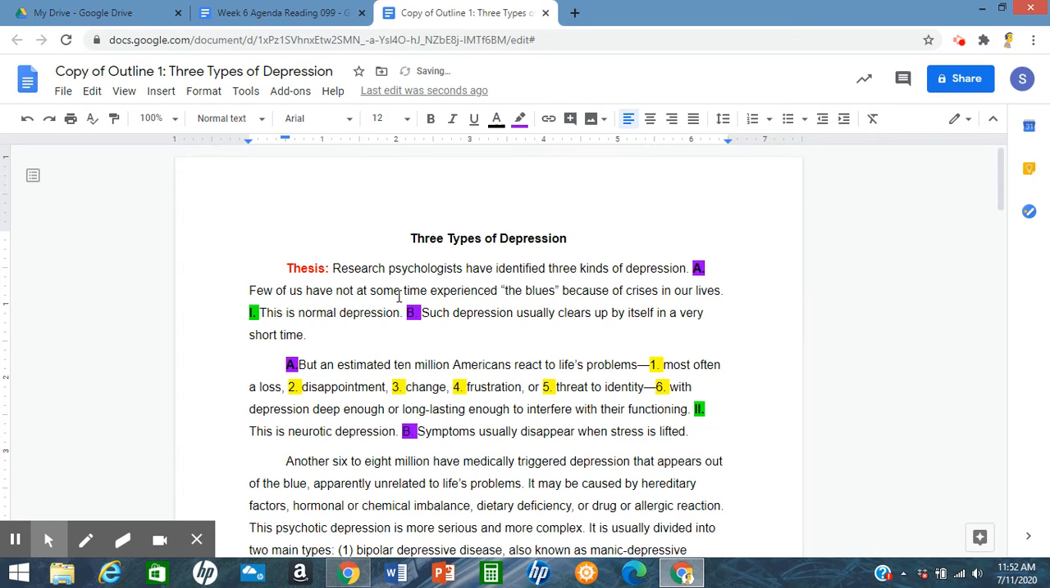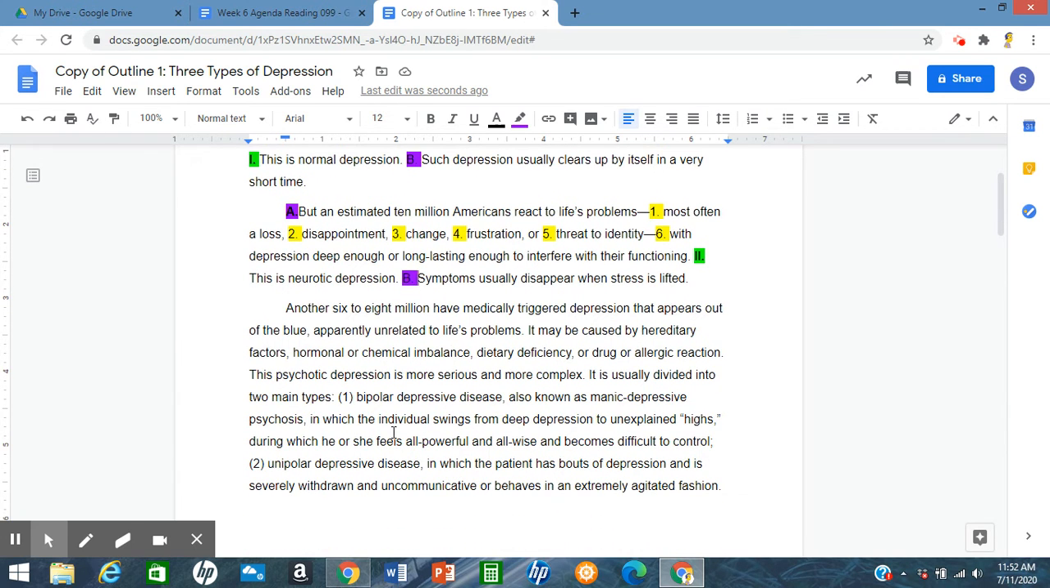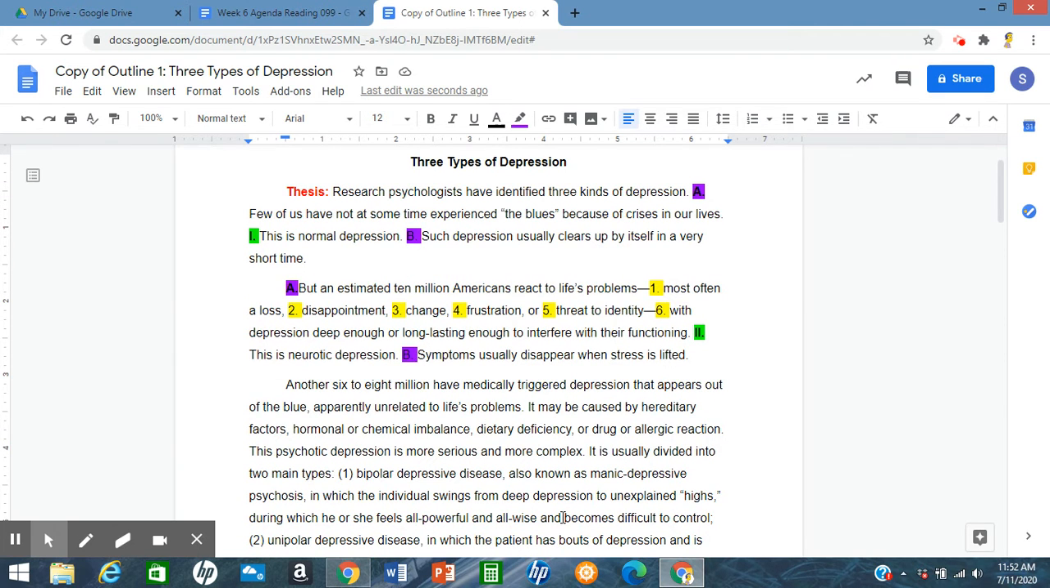So, as you can see here, here's your topic sentence, major detail, and then the minor details, and then another major detail. For the last paragraph here, Roman numeral 3, the topic sentence here. So we talked about first normal depression, then neurotic depression. Now we're going to talk about, and if we look here carefully, psychotic depression. So we will go with Roman numeral 3. So let me just do this.